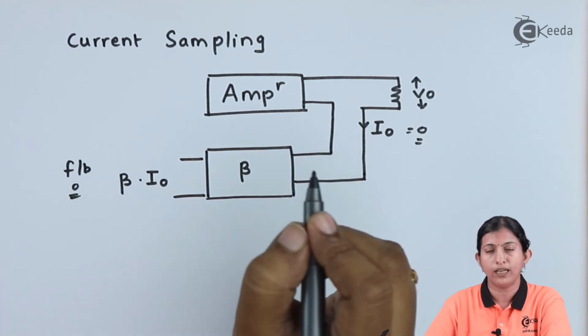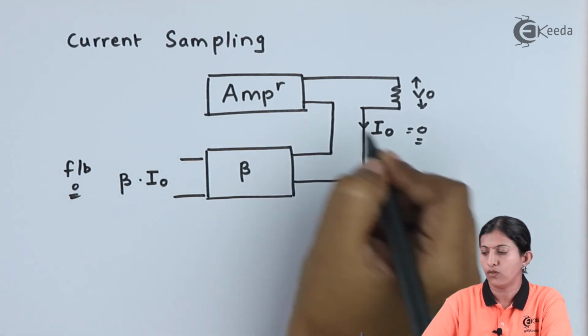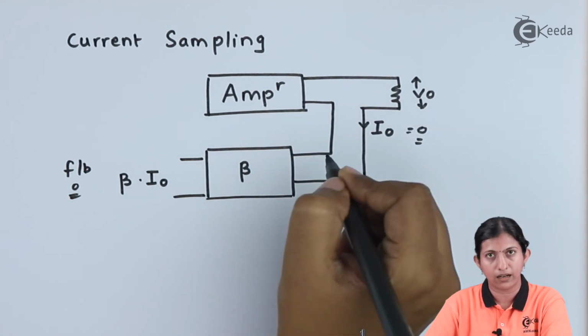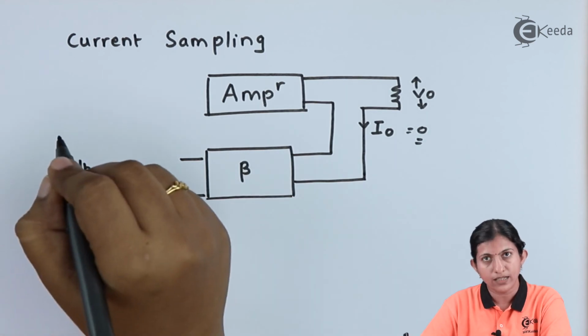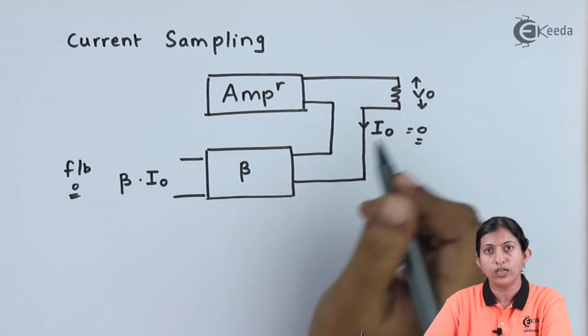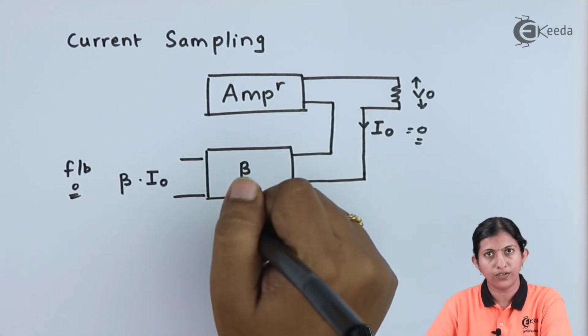In voltage sampling, we connect the output in parallel, but in case of current sampling, we connect the output in series with the feedback network.